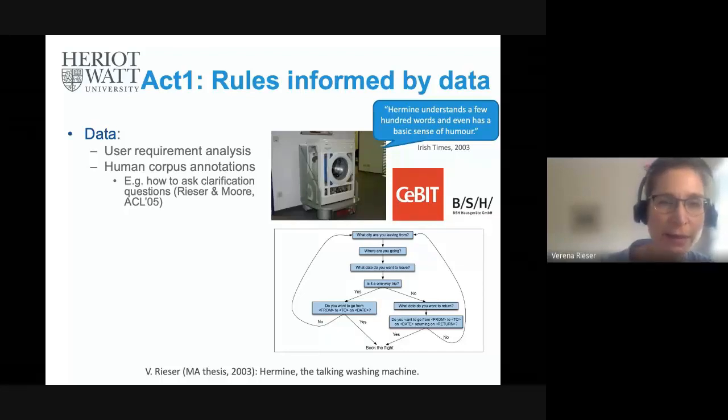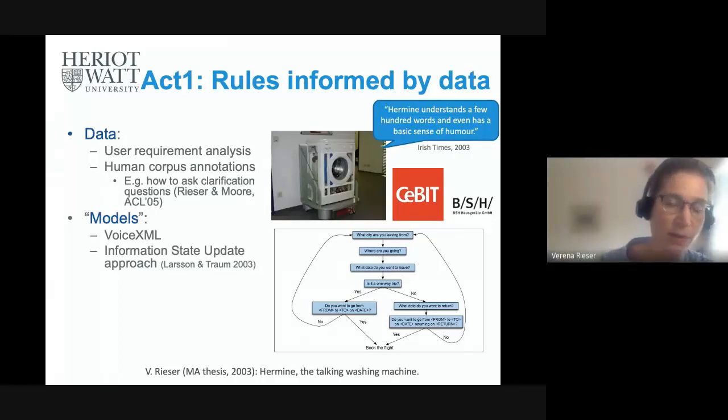So we had a user requirement analysis, where we talked to potential users, so everybody who could potentially own a washing machine. And often people did a corpus analysis. For example, for my master's dissertation, I looked into how people ask clarification questions, and this knowledge you would then take and implement into a system.